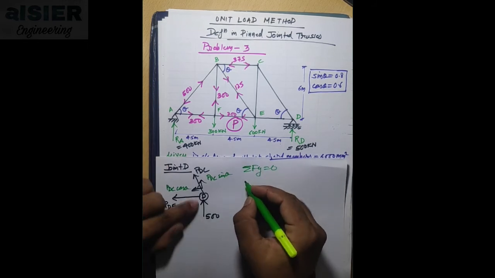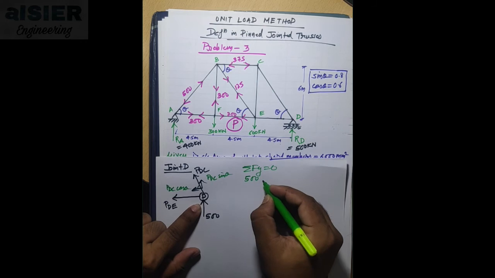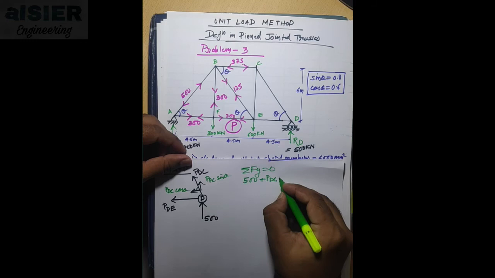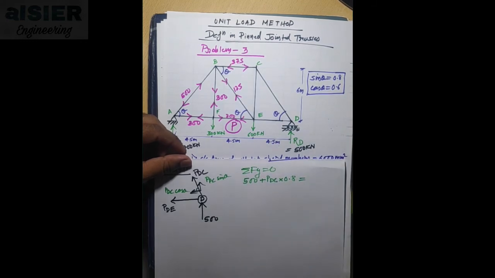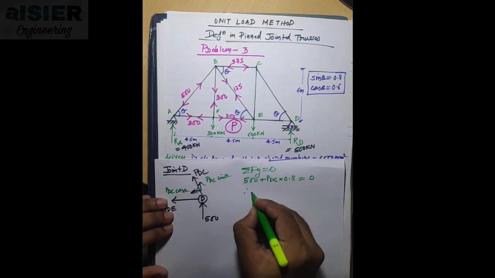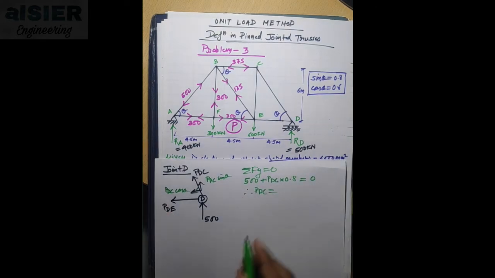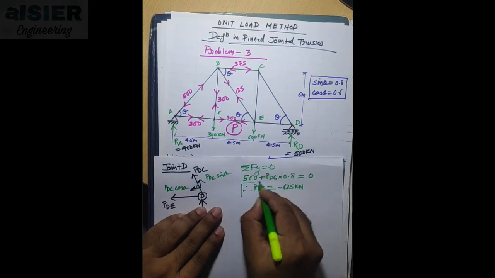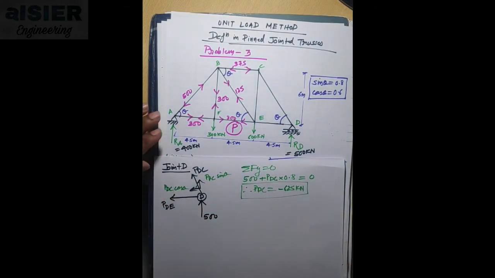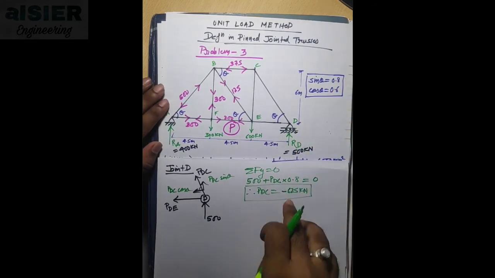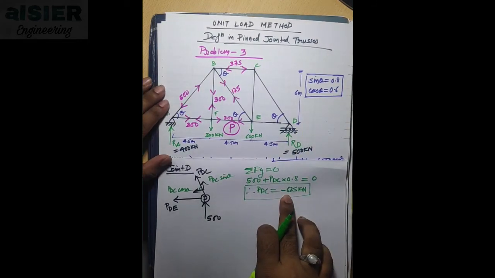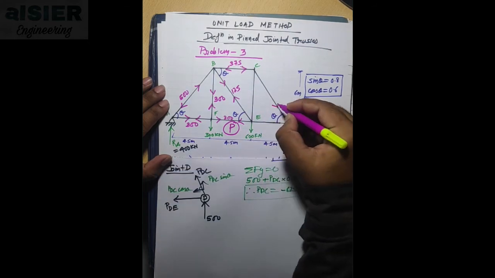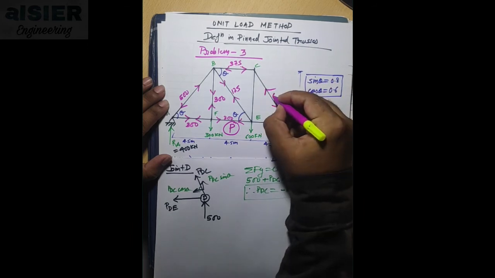This 500 is going upward, so 500. PDC sin theta is going upward, so PDC, and the value of sin theta is 0.8, equals 0. Therefore PDC is equal to minus 625 kilonewton, right? But it is minus, which means our assumption is wrong, so we'll correct it. We have considered it as away from joint, but it is actually towards joint, and this is 625.